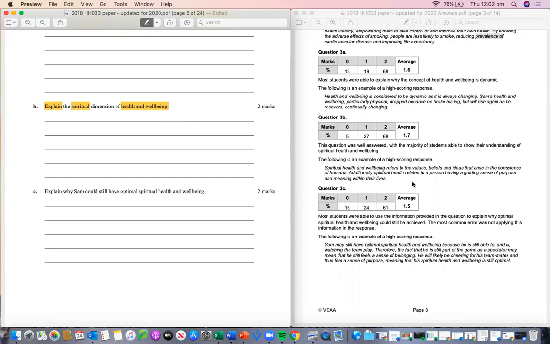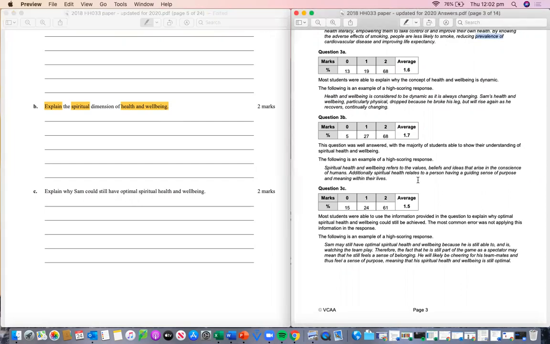and ideas that arise in the conscious of humans. Additionally, spiritual health relates to a person having a guiding sense of purpose and meaning within their lives. So again, you've got to have 2 relevant points to explain spiritual health and well-being. Kind of a no-brainer, but it is worth 2 marks.